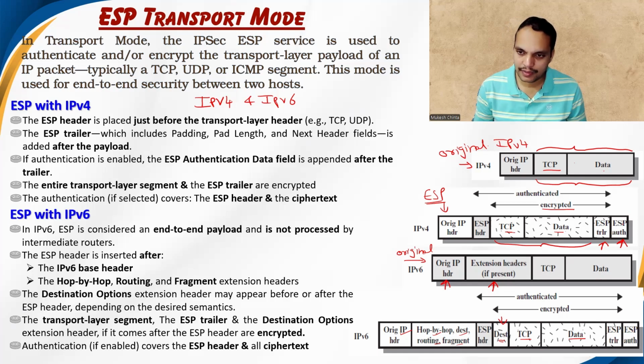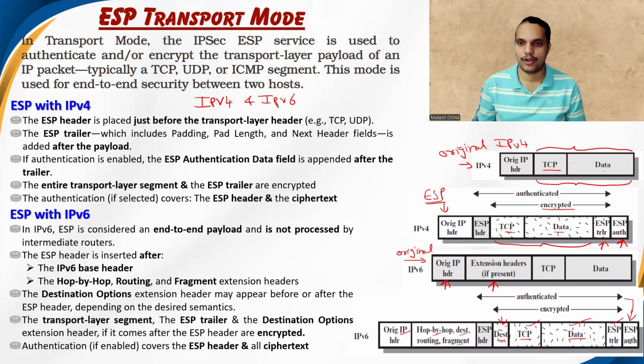Once again, it has the same thing here also, ESP authentication. If you require the authentication, then you calculate the authentication over the entire thing: the ESP header, the destination options extension header, the TCP header, your data, and your trailer. All this information, you calculate a hash, and that hash is placed into the ESP authentication field, or the ICV field. So the transport layer segment, the ESP trailer, and the destination options extension header, if it comes after the ESP header, are encrypted. Authentication, if enabled, covers the ESP header and all ciphertext.